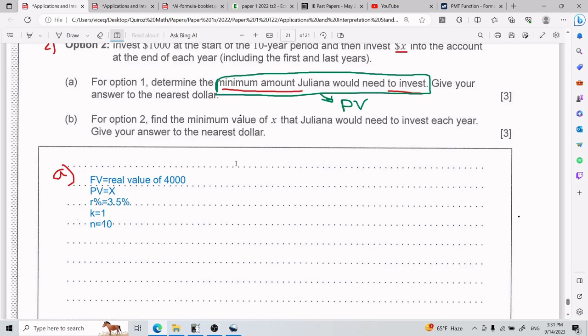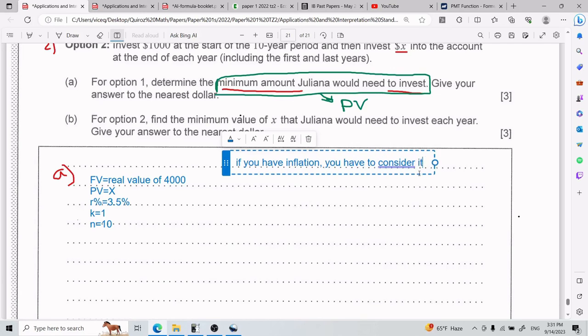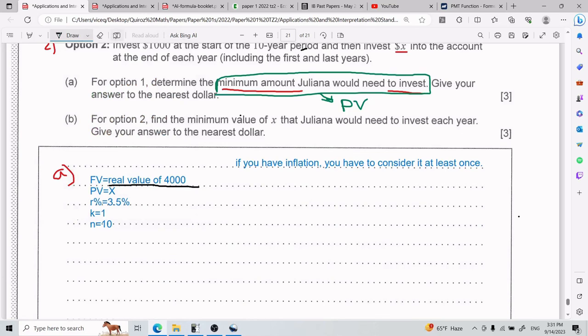The rule of thumb I'm going to give you right now is that if you have inflation, you have to consider it at least once. I'm pretty sure you consider it only once. So consider it just once. Here, the way I can consider it is because FV has to be the real value of 4,000. That means my FV cannot be just 4,000. It needs to be 4,000 converted to a real value.